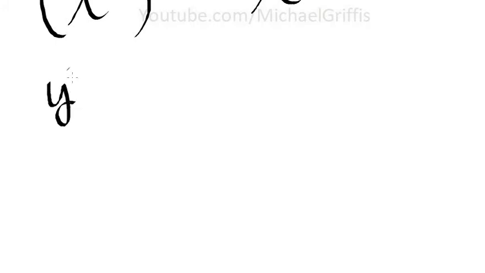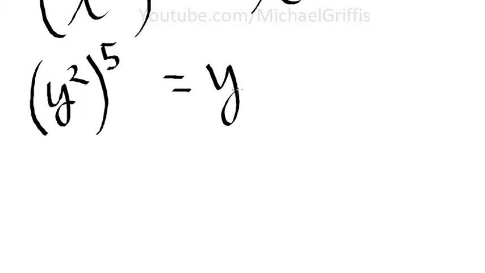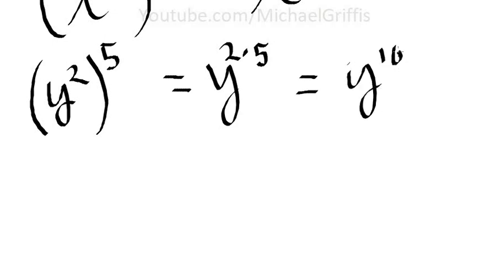y raised to the 2nd power, and the whole thing is raised to the 5th power. This is y to the 2 times 5, which could be simplified to y to the 10th. See that? y to the 10th.